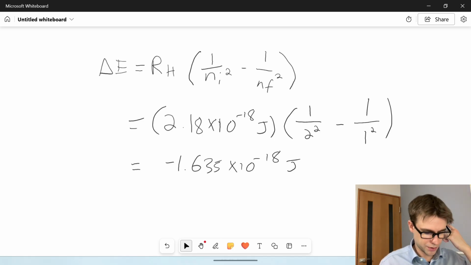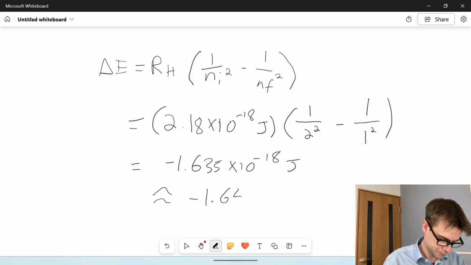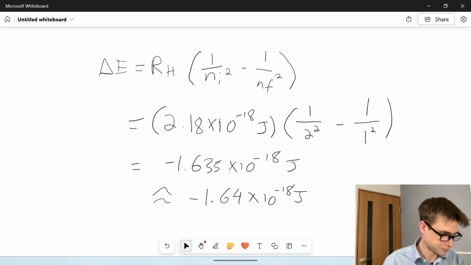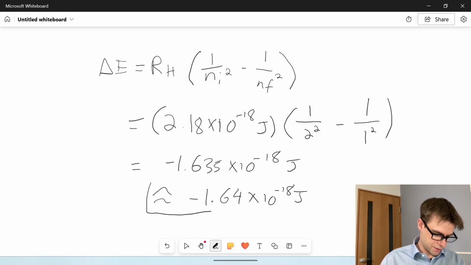Okay, what about significant figures? Well, the energy levels themselves are countable things. They have unlimited significant figures. So just going by my Rydberg constant, I'll try to set this to 3 significant figures, minus 1.64 times 10 to the minus 18 joules. So that's the first part of that question answered.